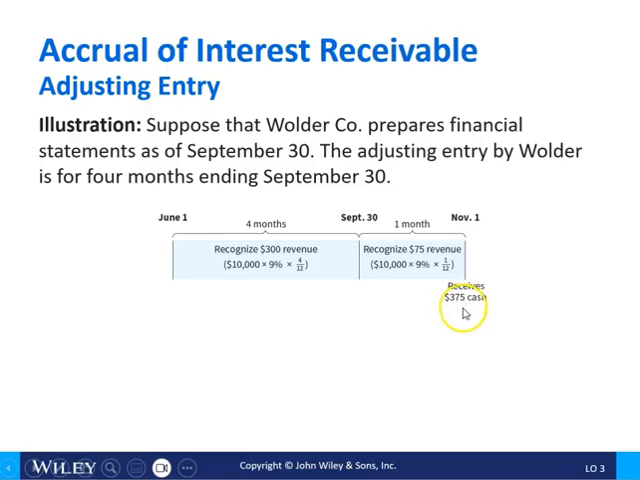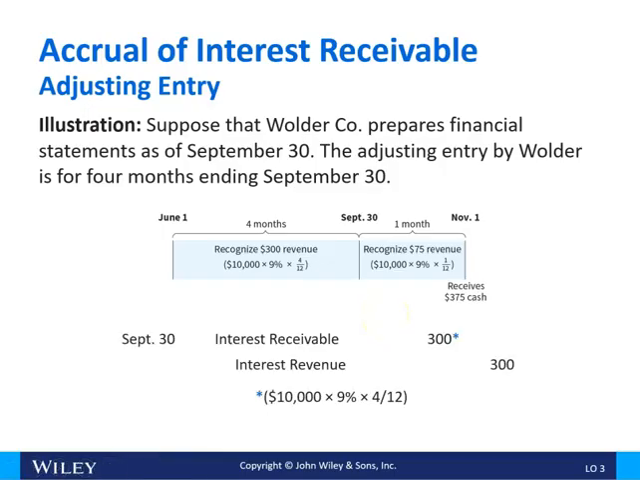$375 cash is what we're going to receive on the due date, but we're going to recognize $300 revenue, so 10,000 times 9% times 4/12 on September 30th. So when we do our financial statements, and then we'll recognize the remaining $75 of revenue a month later when we receive the cash on November 1st. So on September 30th, our entry is debit interest receivable $300. So we're going to set up that receivable, and we're going to recognize the $300 of interest revenue. Time has passed. We've earned that revenue, so we're going to recognize it.